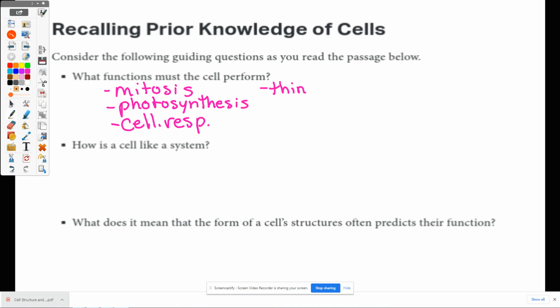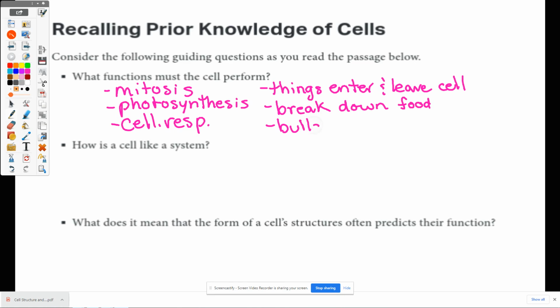Some of you wrote that things enter and leave the cell. Some of you wrote break down food. Build lipids. Protein synthesis. Guys, this list could go on and on and on and on.